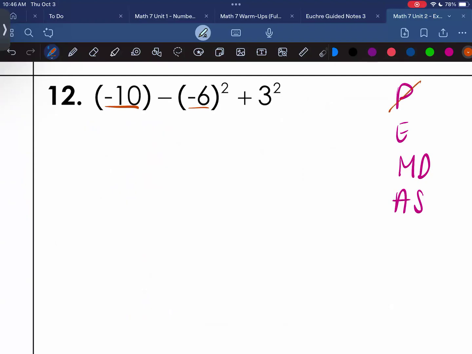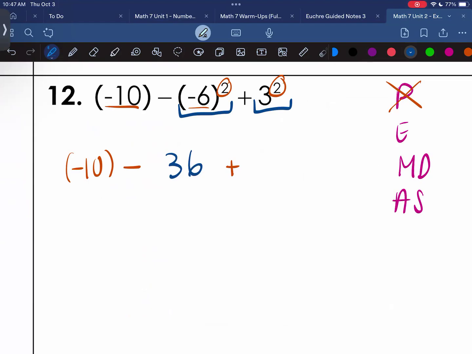So first thing after parentheses is exponents. We've got 2 sets of exponents. So everything that doesn't have an exponent, I'm just going to rewrite. So here's what I need to complete in this exponent step. -6 squared. That would be -6 times -6, which is a positive 36. 3 squared, 3 times 3, which is 9.